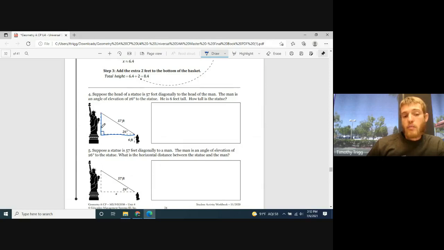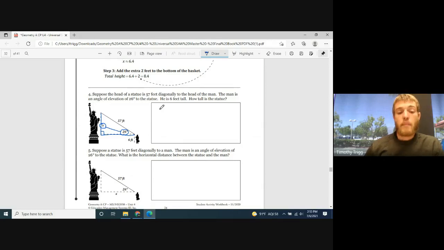So we want to find x, which is the height from the top of the man to the top of the statue here. So here we have this 26 degrees. We're going to be using trig ratios. Now, is this x opposite, is it adjacent, or is it the hypotenuse? Well, hopefully you can see that that's the opposite side. And the 57 feet, well, that's the hypotenuse. So we're looking for the opposite, and we have the hypotenuse.